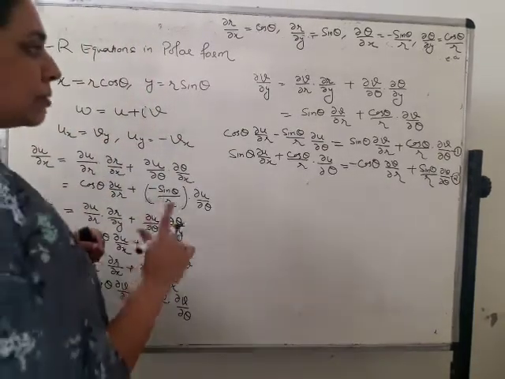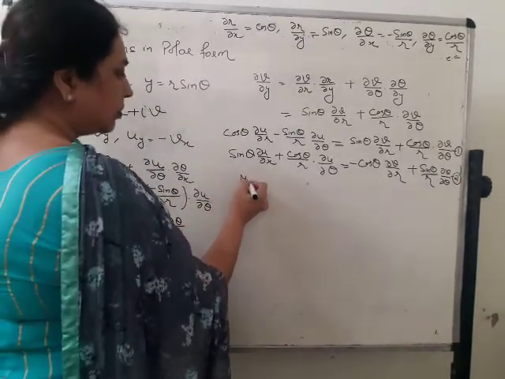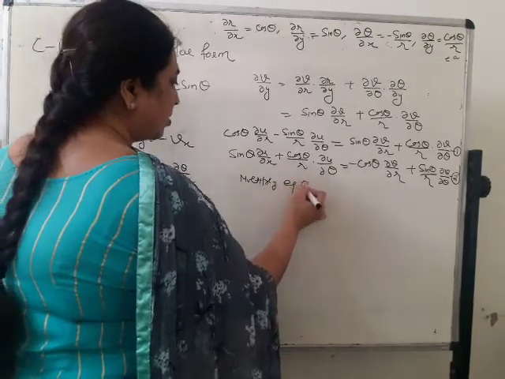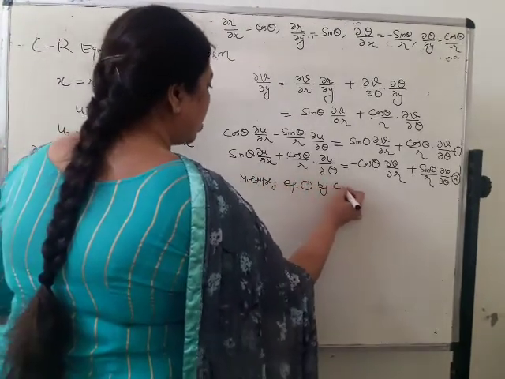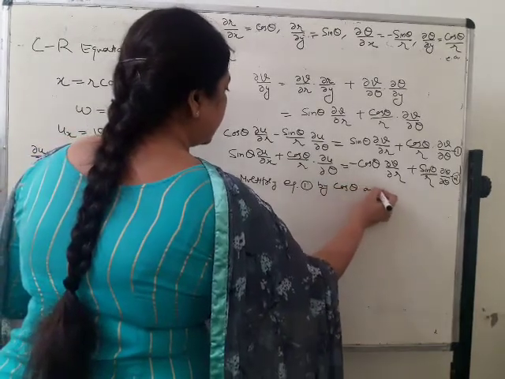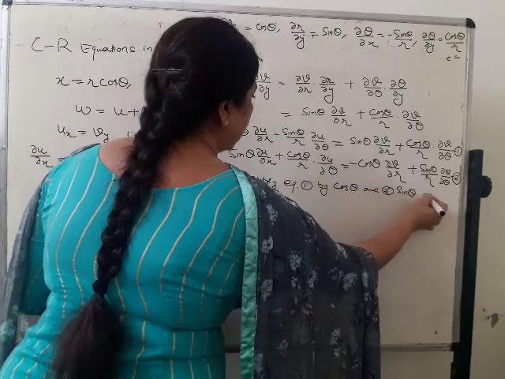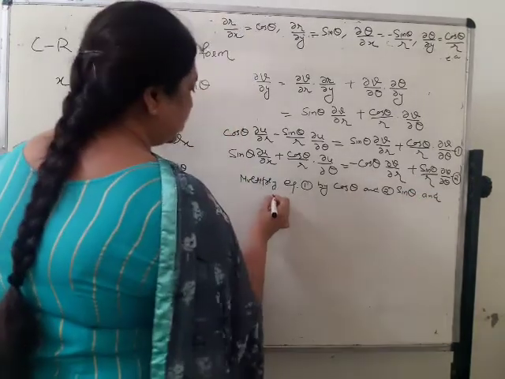Now multiply equation 1 by cos theta and the second by sin theta and add these equations.